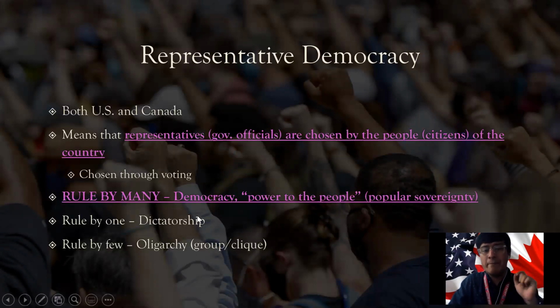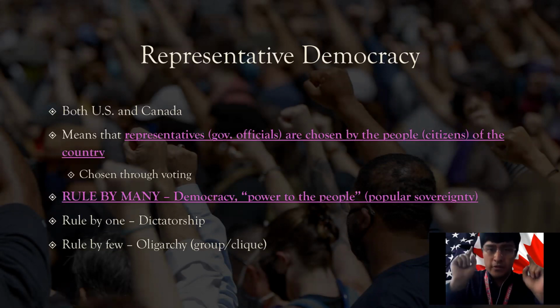It is rule by many. That is the whole foundation, the whole purpose. It's even in the name, which we're going to get to on the next slide. Democracy means rule by many, or power to the people. The big fancy way of saying this is popular sovereignty. Power to the people, popular sovereignty, rule by many, representative democracy.